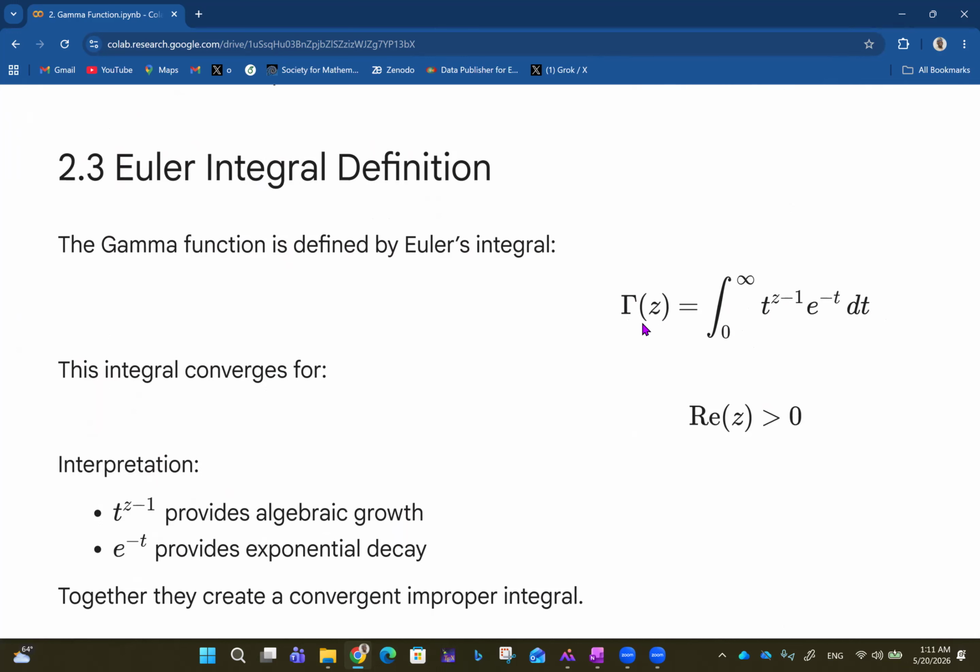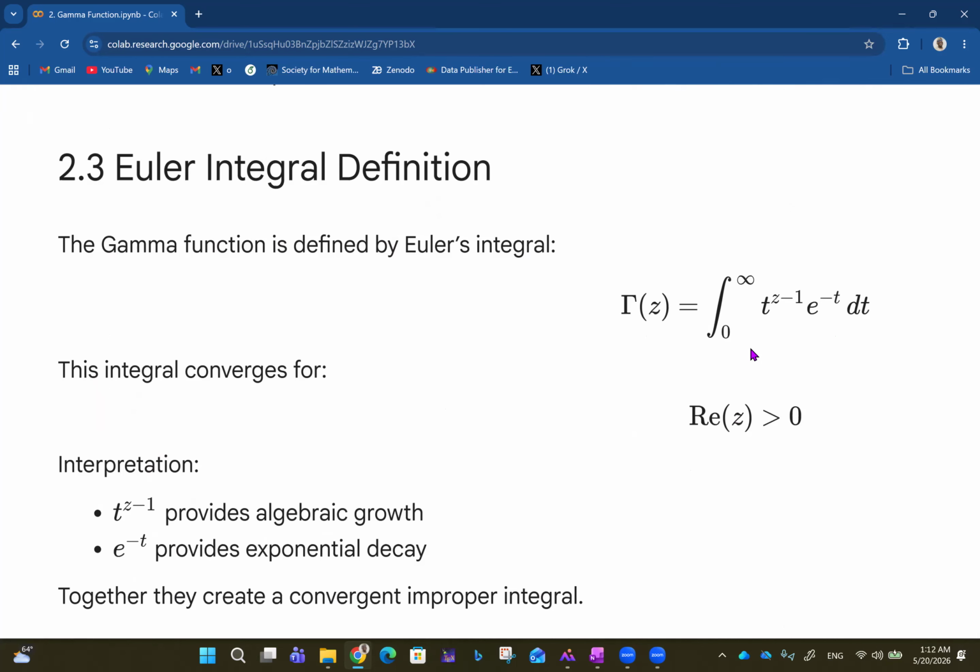This integral converges for the real part of z greater than 0. The interpretation is that t raised to z minus 1 provides algebraic growth, while e raised to minus t provides exponential decay. So you have an interaction between growth and decay happening at the same time. One is growing, one is decaying, and together they create a convergent improper integral.